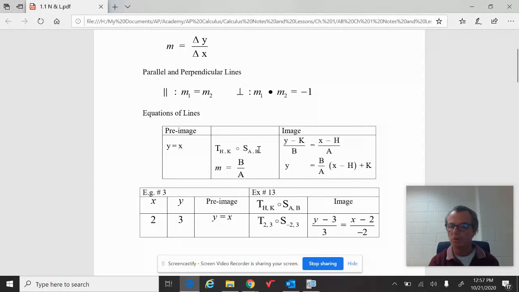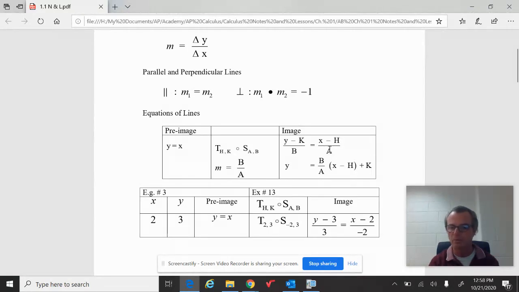So we do the scale change first. We replace x with x divided by a. We replace y with y divided by b. And then we do the slide. To slide the line h units to the right, replace x with x take away h. And to slide the line up k units, replace y with y take away k. And this is 100% correct. Here's just getting y by itself, but if you leave this linear equation in this form, it's 100% acceptable.